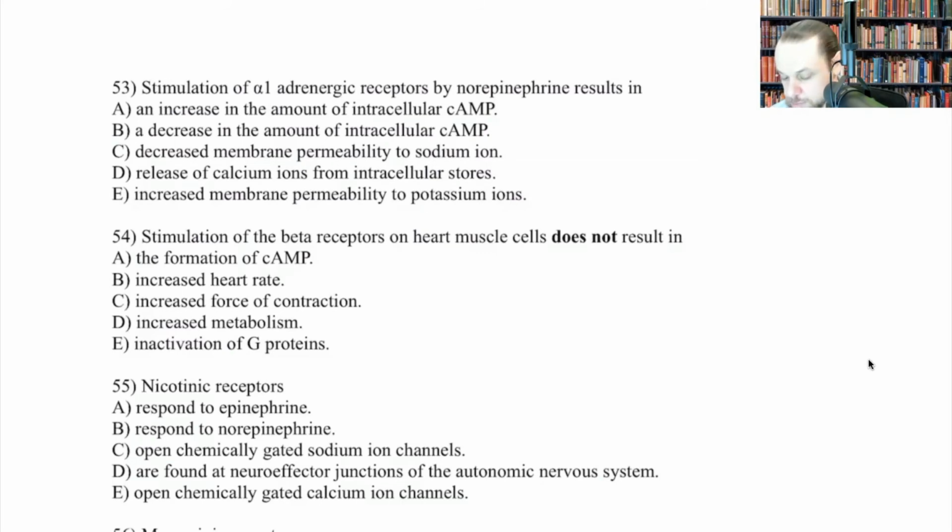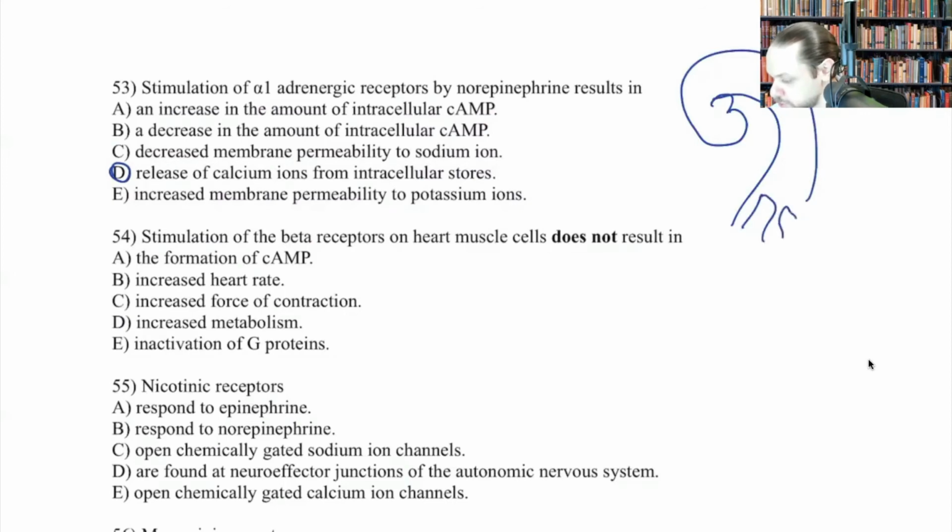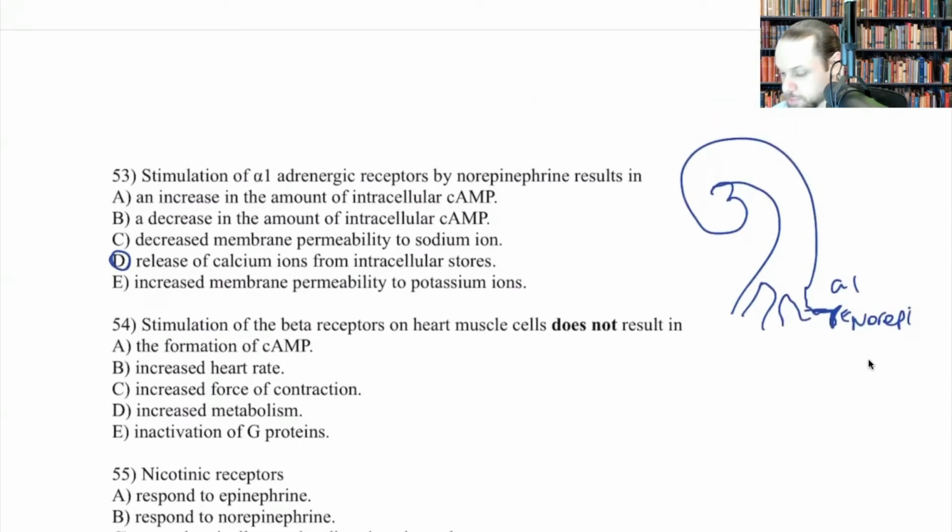Remember, what does stimulation of alpha receptor do? Anyone recall? So if this was my heart and this was my aorta and these were my arterioles, and alpha 1 receptors here, and norepi binds here, what is it going to do to these vessels? Vasoconstriction is correct. So it's going to cause vasoconstriction.